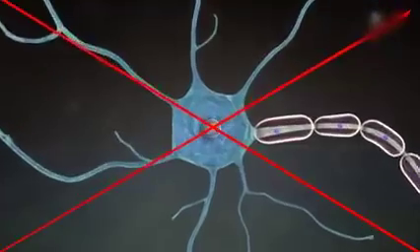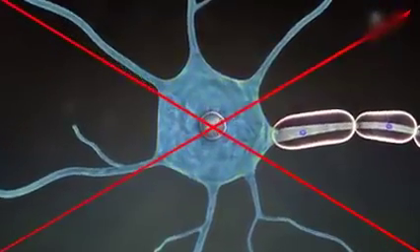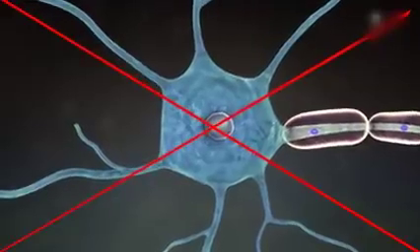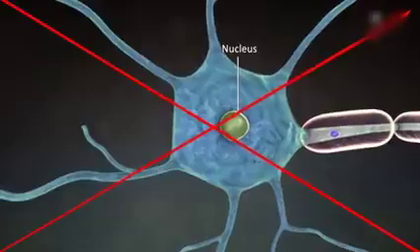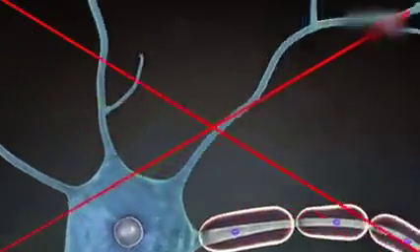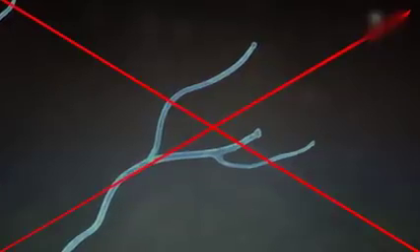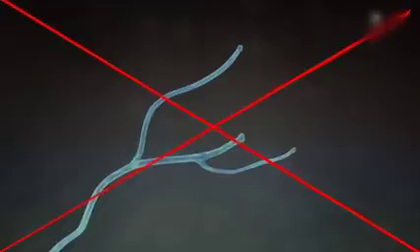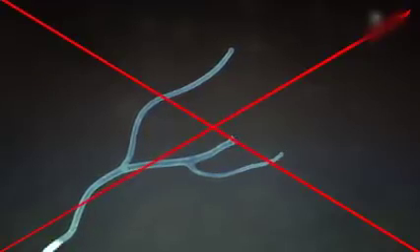A neuron consists of a cell body called soma. The soma is enclosed by the cell membrane and has a nucleus. There are several thin, thread-like extensions from the cell body called dendrites. The dendrites receive impulses from the adjoining neurons.